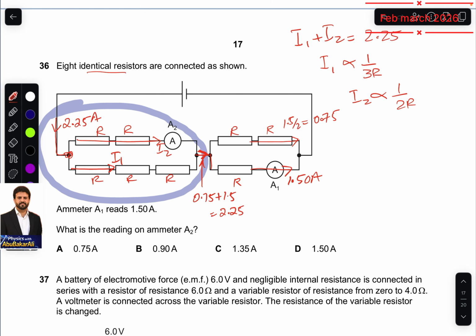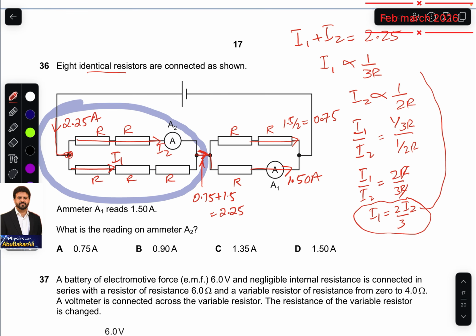Now we can equate the ratios. Using the ratio and proportion method, I1 over I2 will be equal to 1 over 3R over 1 over 2R. So that will give you I1 over I2 is equal to 2R over 3R. R cancels. So I can say I1 is equal to 2 into I2 over 3. Okay, so I can put this value back into this equation, and I will get the answer.